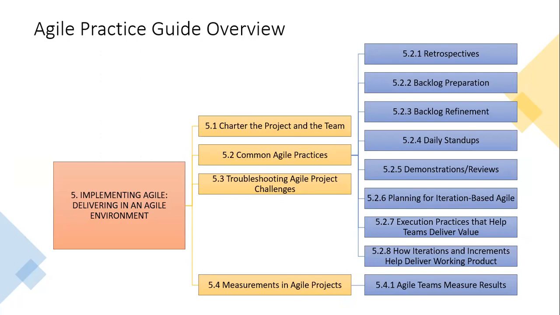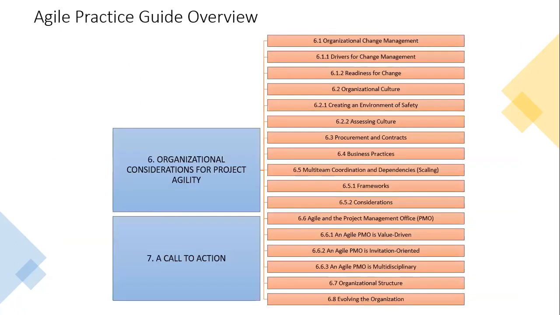And we'll take a look at measurements in Agile, burn up charts, burn down charts, feature charts, all that stuff. And then we'll go into chapter 6. We'll cover the importance of change management, drivers of change, readiness for change, the importance of organizational structure, creating an environment of safety, assessing culture.